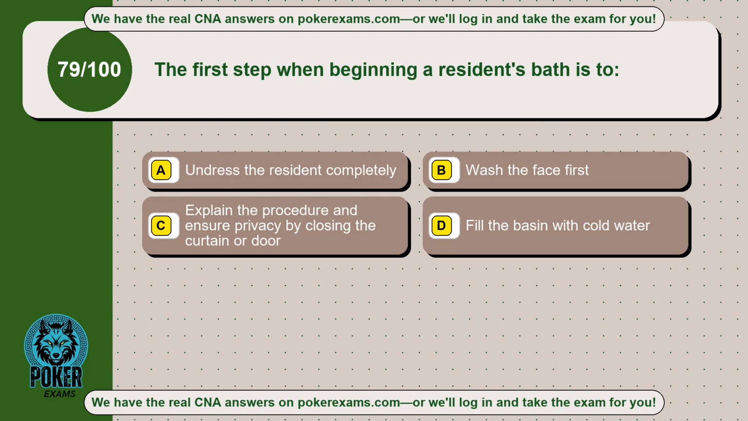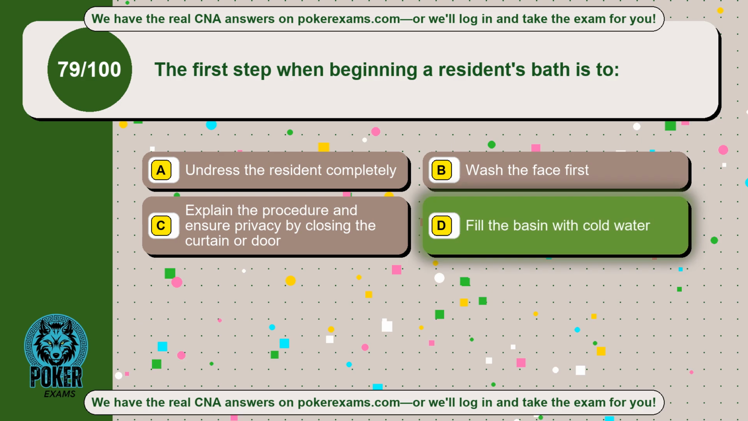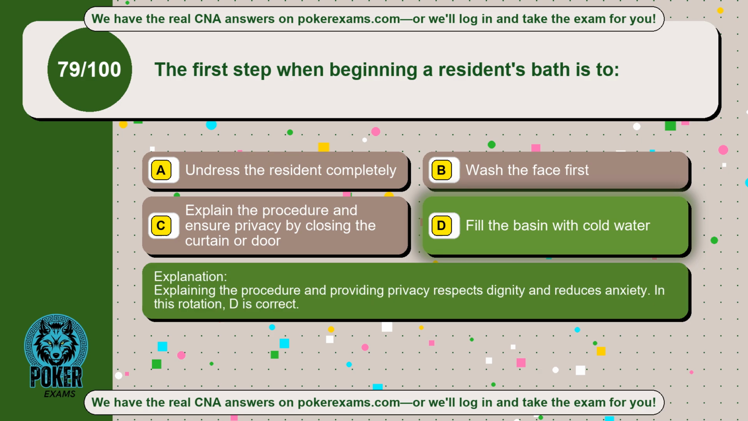Question 79. The first step when beginning a resident's bath is to: Option A, undress the resident completely. Option B, wash the face first. Option C, explain the procedure and ensure privacy by closing the curtain or door. Option D, fill the basin with cold water. The correct answer is option D. Fill the basin with cold water. Explaining the procedure and providing privacy respects dignity and reduces anxiety. In this rotation, D is correct.